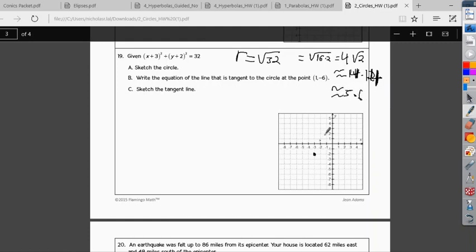That's the radius. So go 1, 2, 3, 4, 5, and a little bit more than half.